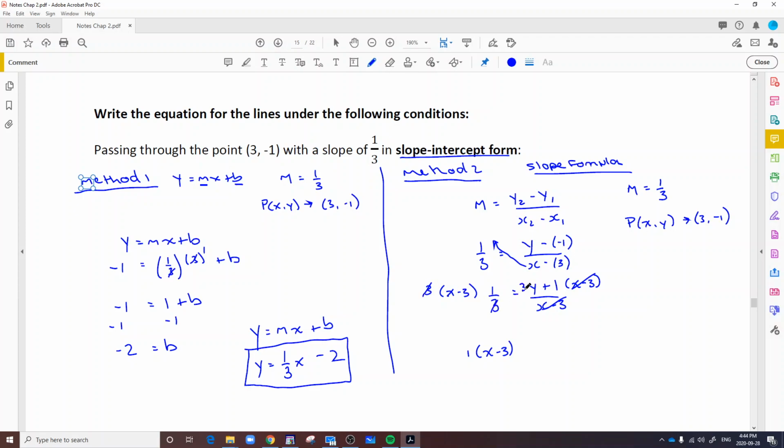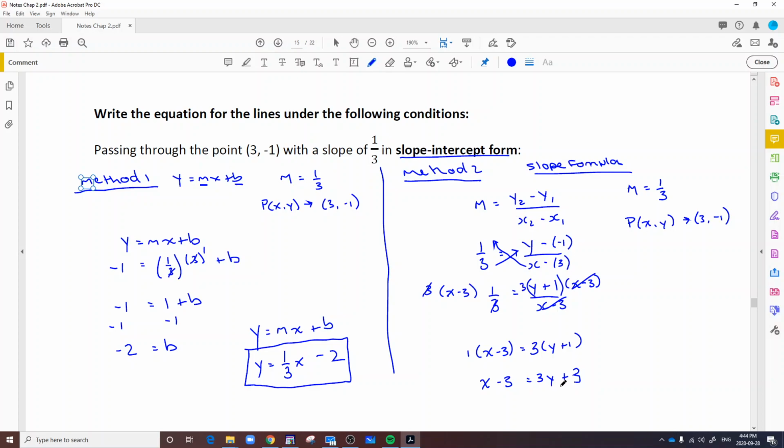And what I do to one side, I'm going to do to the other. So this is going to equal 3 times y plus 1. So this bottom came up. So really your bottoms are going to multiply on the opposite sides. Now you're going to simplify. X minus 3 equals 3y plus 3.